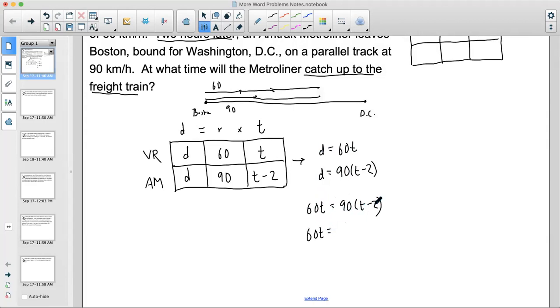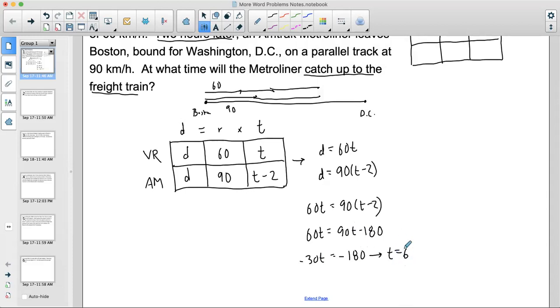I would distribute the 90 into the parentheses, so I get 90t minus 180. Subtract the 90t from both sides. I get 60t minus 90t is negative 30t. And this side is just left with negative 180. If I divide both sides by 30, I get t equals 6.